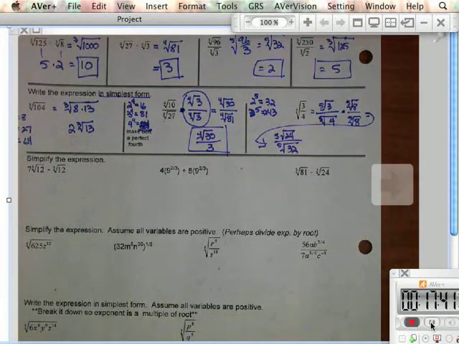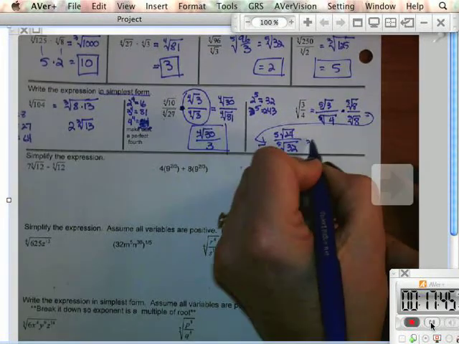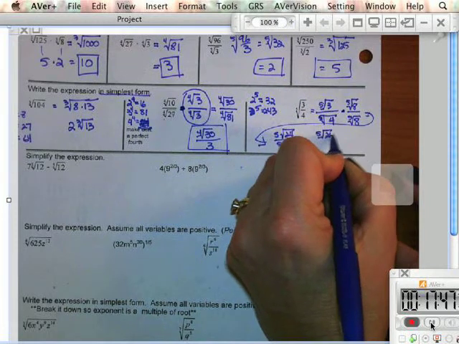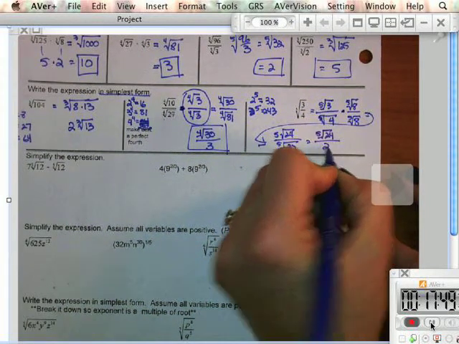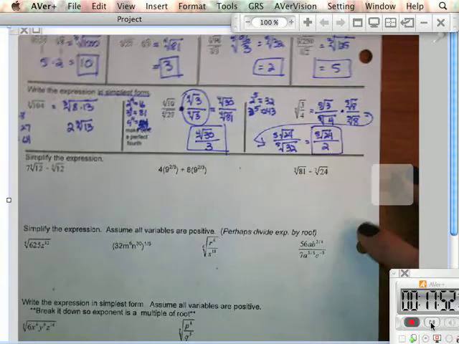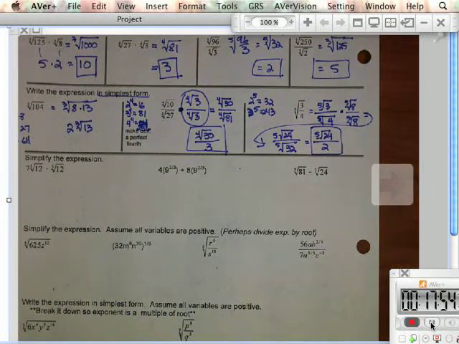And what's the fifth root of 32? 2. Can I do anything with the 24? Nope. Can't do anything with the 24, but that becomes that. It's kind of not too bad once you get going with it. Jason, you got a question?